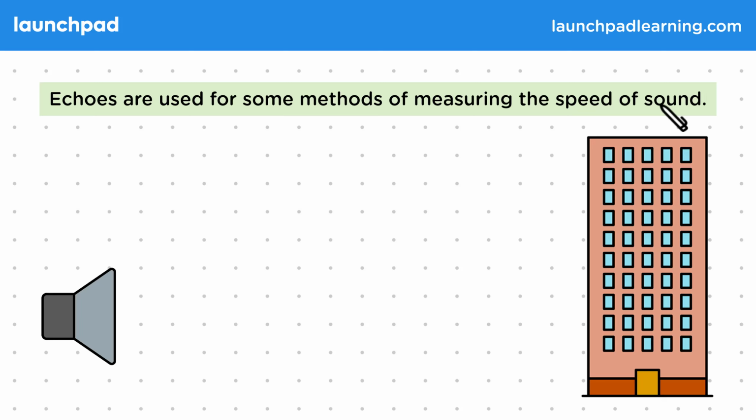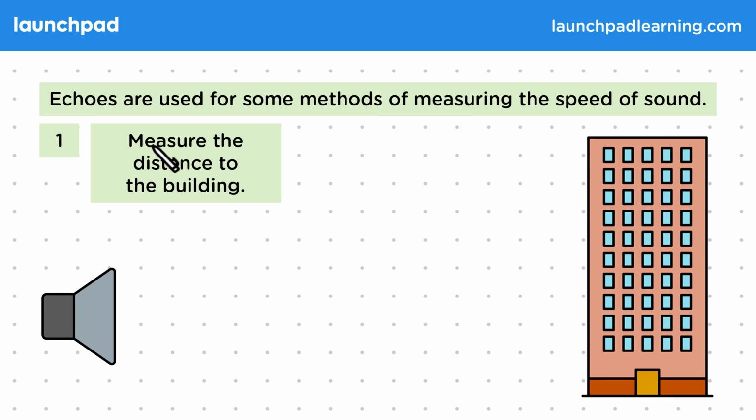We'll go through a simple method involving echoes here, but there are other methods you can give which don't involve these. We'll start as we did in the example we just looked at, with us ready to send a sound wave towards a large building. In step 1, measure the distance to the building.